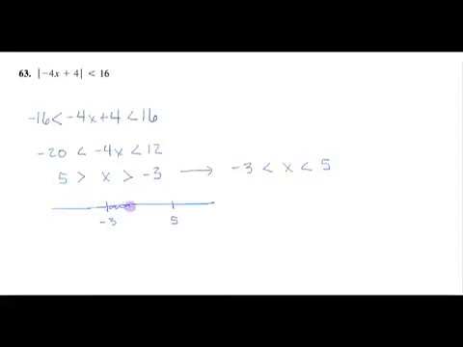And x is between negative 3 and 5. In other words, x is less than 5 at the same time that it's greater than negative 3, and this interval satisfies. Now I have the interval notation of negative 3 to 5.